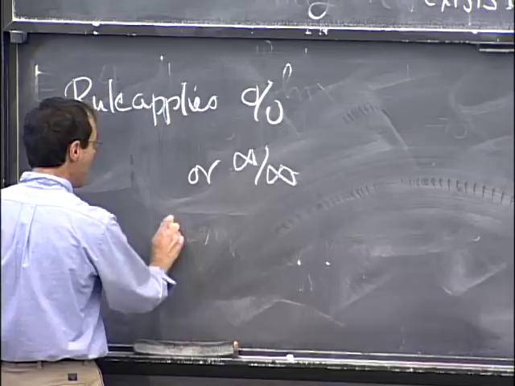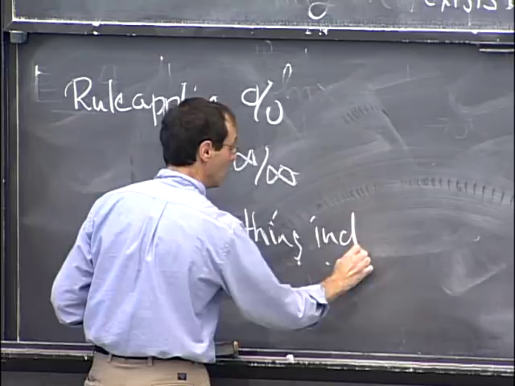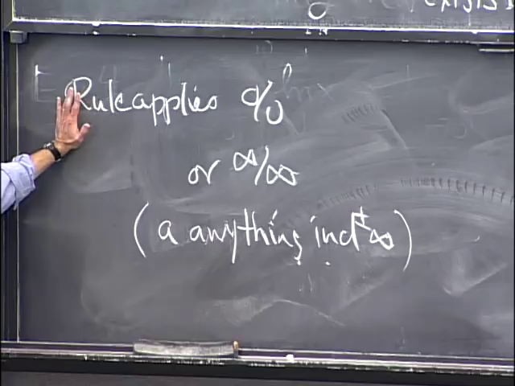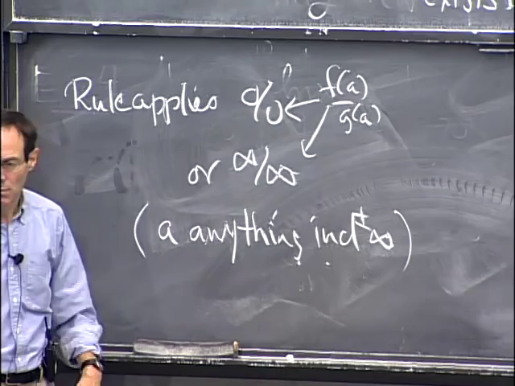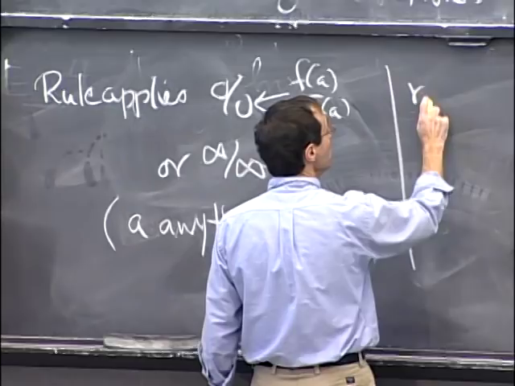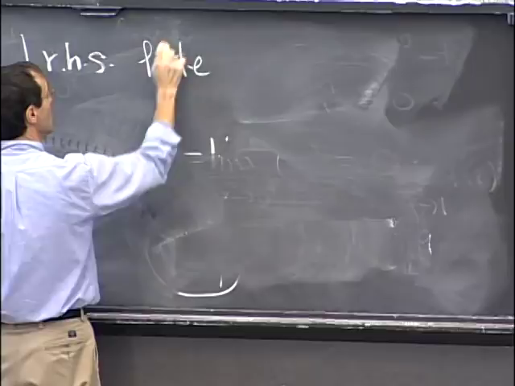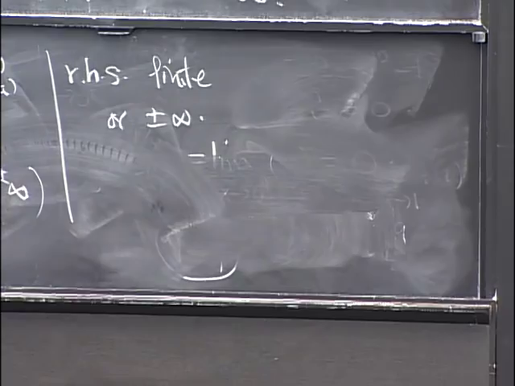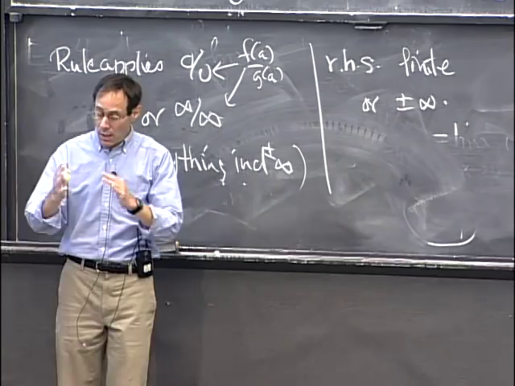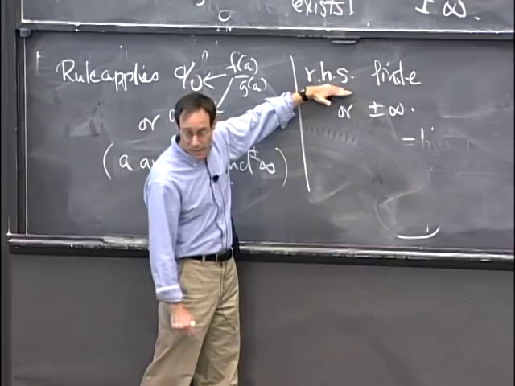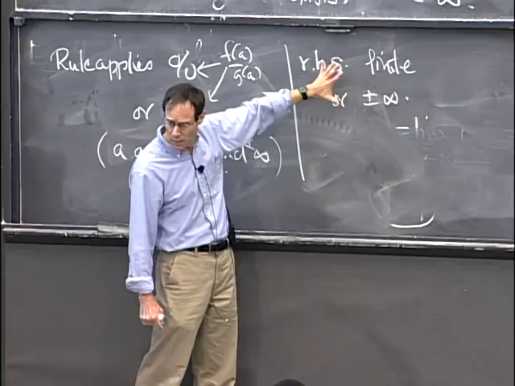Okay? And a can be anything, including plus or minus infinity. Okay, the rule applies in these two cases. So in other words, this is what f of a over g of a is, either one of these. And in fact, it can be plus or minus. And the right-hand side has to be something. It has to be either finite or plus or minus infinity. Okay? So you need something. You need a specific value of a. You need to decide whether it's an indeterminate form. And you need the right-hand limit to exist. It's not hard to impose this, because when you look at the right-hand side, you'll want to be calculating it. So you'll want to know what it is. So you'll never have problems confirming this hypothesis. Okay?